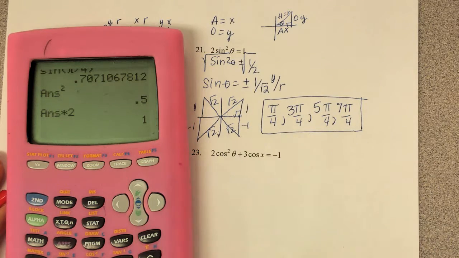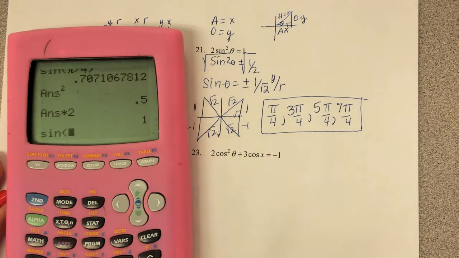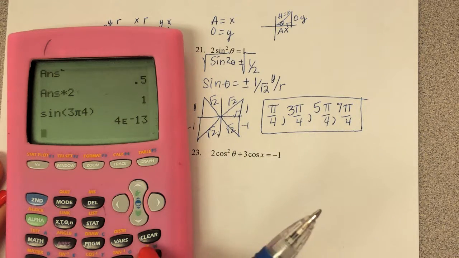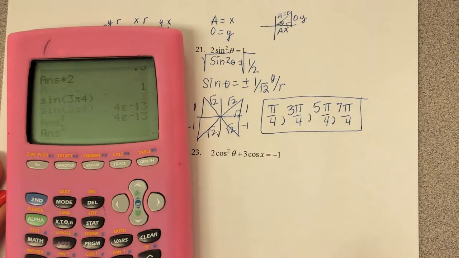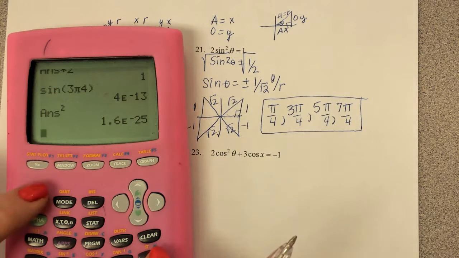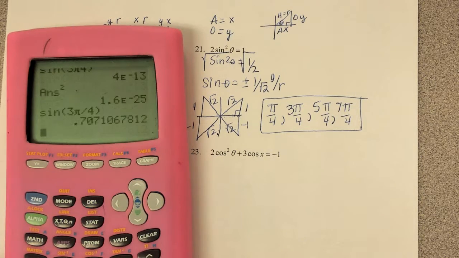Let me do it for 3 pi over 4 real quick. I plug in 3 pi over 4. I do the sine of 3 pi over 4. I get that answer. Then I would have to square it. So I do that answer squared. Oops. What happened? Oh, I didn't put over. Darn. Okay, sine of 3 pi divided by 4 is that.